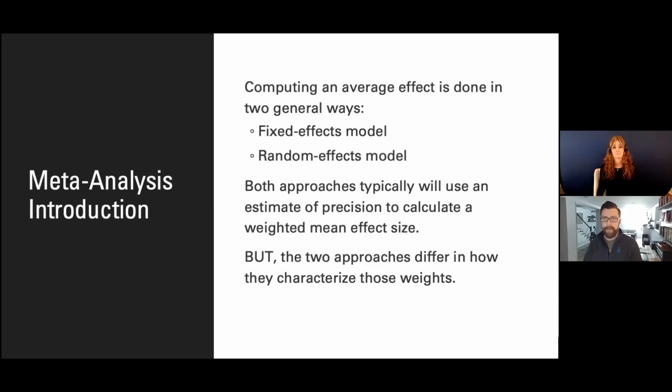And so I'm hoping, just like with Josh's presentation, you all take away that this is a fairly accessible set of mechanical processes that are used to combine all of these effect sizes.